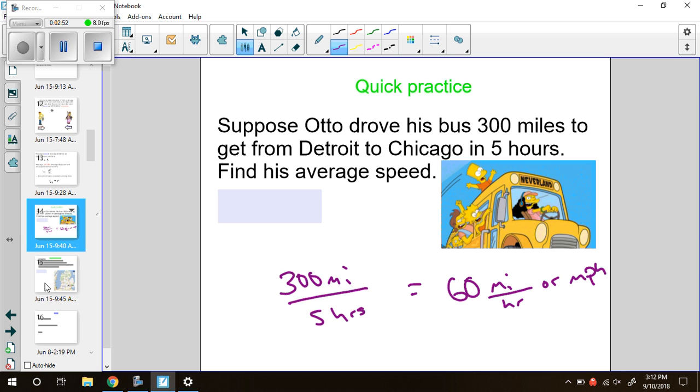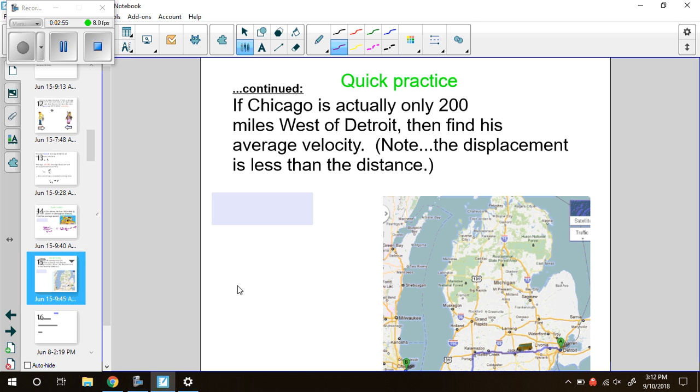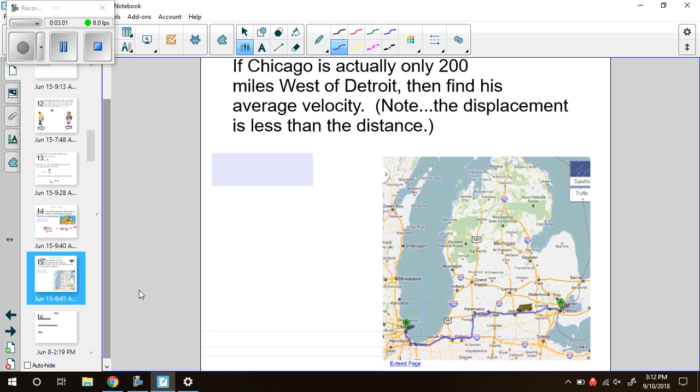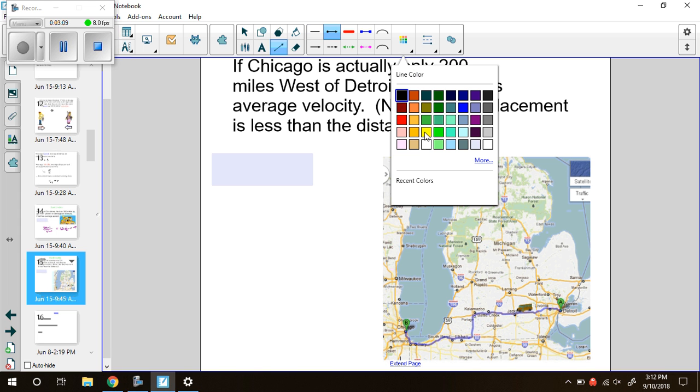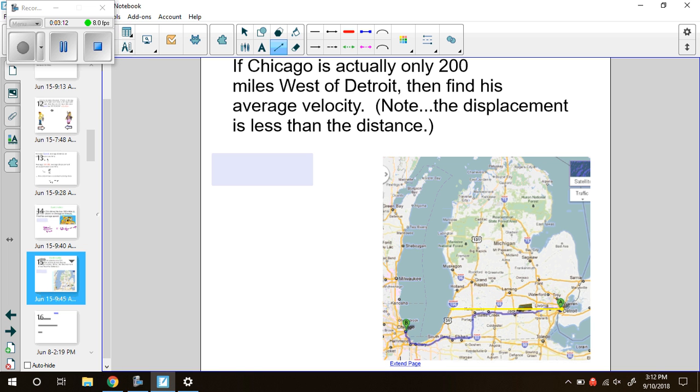Now, as far as velocity goes, take a look here. We still have Otto. He's still driving, but if you take a look at this map of Michigan and where Chicago is, we can actually draw a straight line from Detroit to Chicago, and that's only 200 miles. Now, obviously, we can't drive through Lake Michigan, but displacement-wise, our displacement is only 200 miles. So delta x equals 200 miles. And technically, that's negative because they're traveling west.